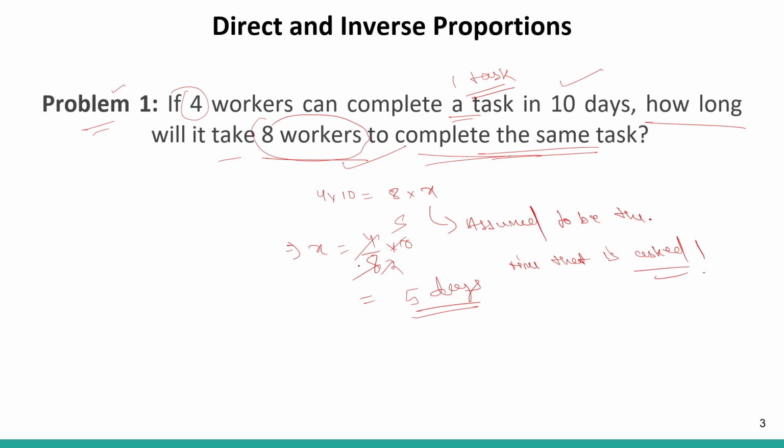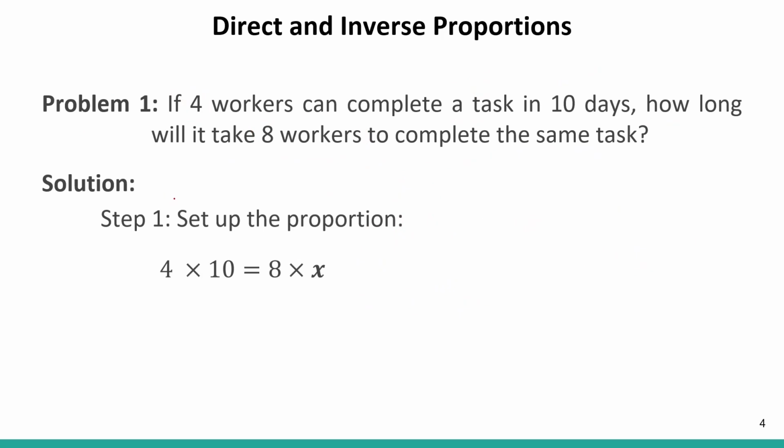That 4 workers completed in 10 days. So let's see the step-by-step solution. Step 1 is setting up the proportion: 4 into 10 is equal to 8 into x, using the work and time equation.